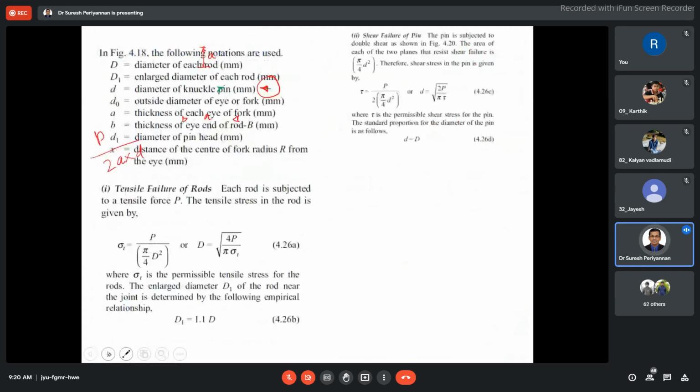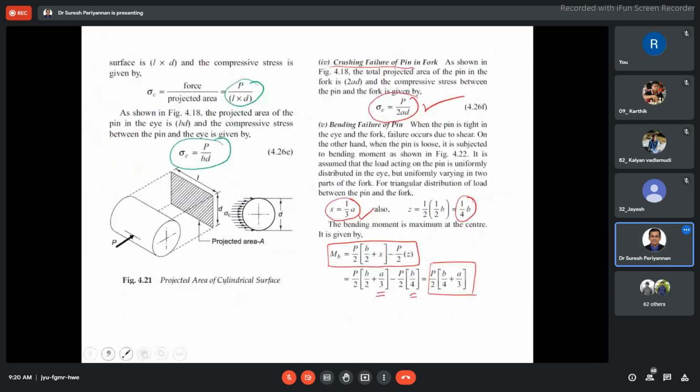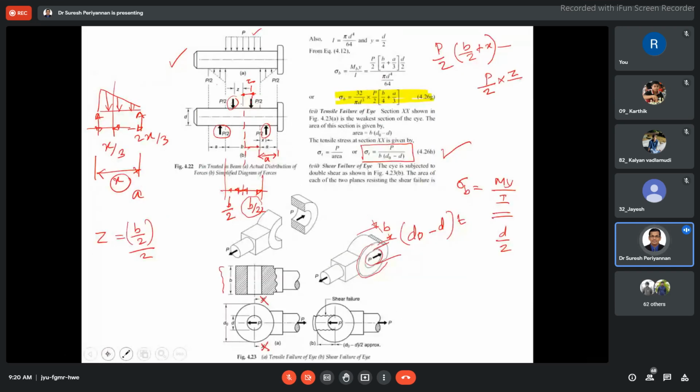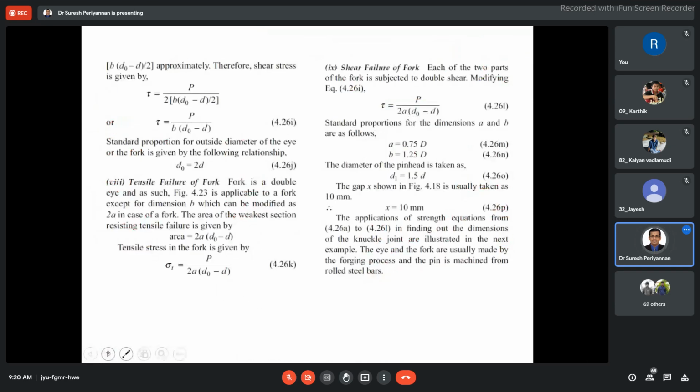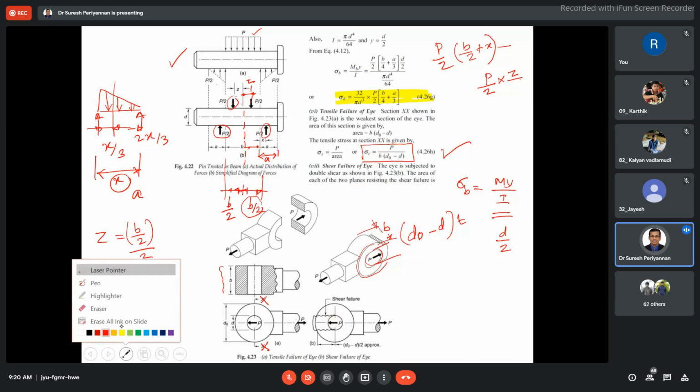I will tell you by coming to the free body diagram. Now see here, this same force acting on that surface, so we are finding the shear failure in the eye end. Now, Figure 4.23b, this diagram, whatever I showed you earlier, the 3D diagram, the same thing is here.